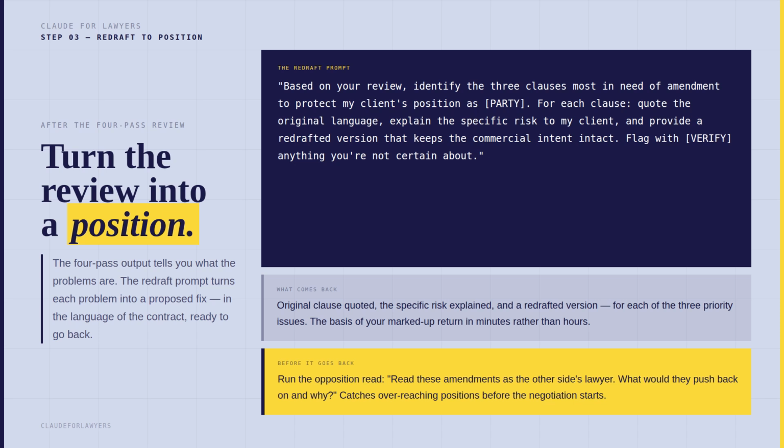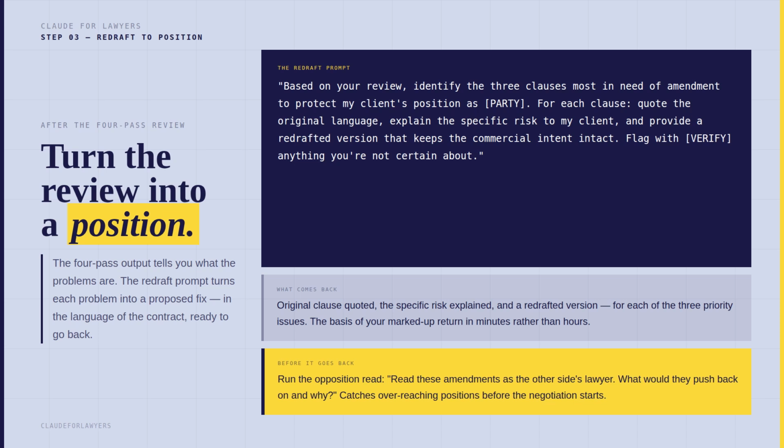The keeping the commercial intent intact instruction is what makes the redrafted clause usable rather than theoretical. A redraft that departs so far from the original that the other side rejects it isn't a useful negotiating position. Claude understands this instruction and produces redrafts that shift the risk without departing entirely from the original structure. What comes back? The original clause quoted, the specific risk to your client explained in plain terms, and a redrafted version for each of the 3 priority issues.